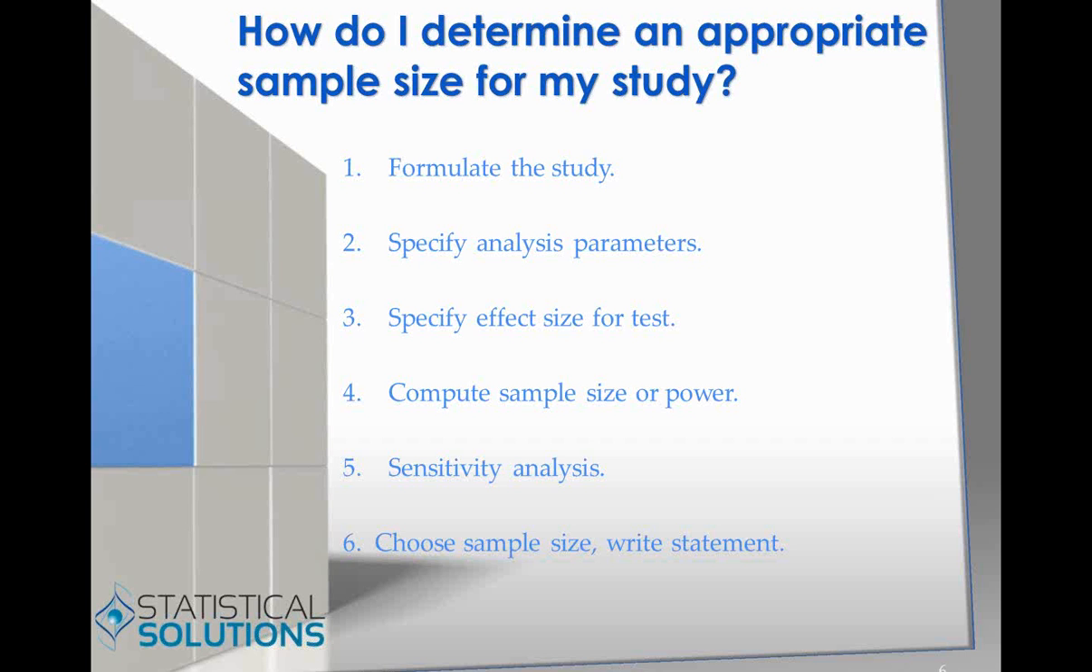The third step then is to specify your effect size for your test. For example, you might want to specify the mean difference which is expected or which is important to detect. And then the fourth step is, once you have all this information, you can then calculate either sample size or your power. And the fifth step then, the sensitivity analysis. Here you compute your sample size or power from multiple scenarios. This will help guide you in making adjustments later to your study. And finally, you choose your sample size and write your statement.